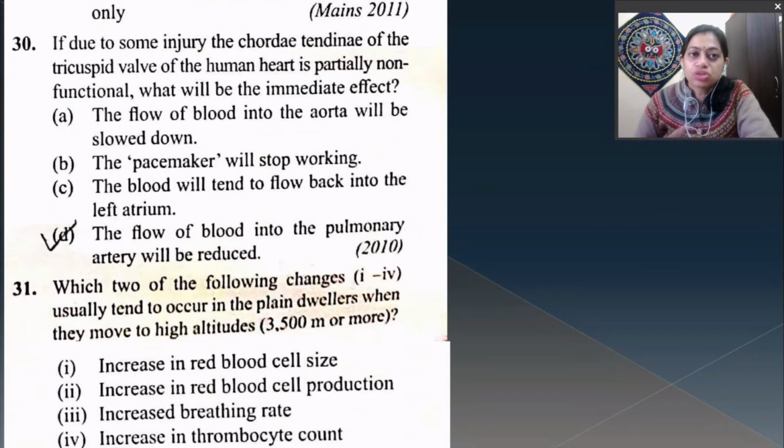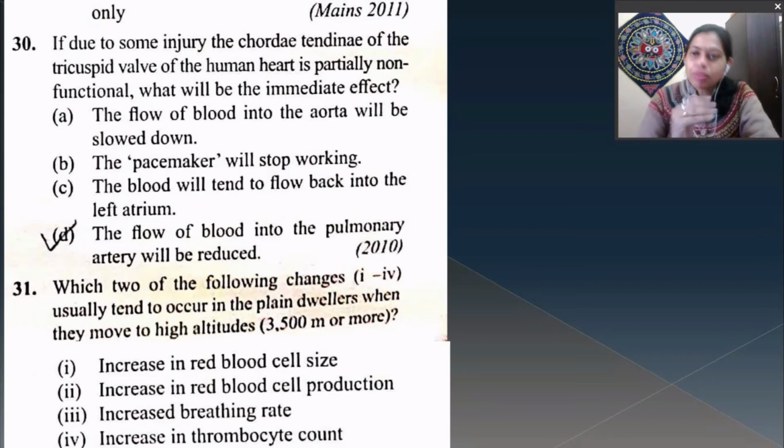If due to some injury the chordae tendineae of the tricuspid valve of the human heart is partially non-functional, what will be the immediate effect? So just remember the function of the tricuspid valve. अगर tricuspid valve ठीक तरह से काम नहीं करेगा तो क्या होगा? Backflow होगा. The flow of blood in the pulmonary artery will be reduced. Option A, the flow of blood in the aorta will be slowed down, नहीं होगा. Next, the pacemaker will stop working, nothing to do with pacemaker, तो ये गलत है. The blood will tend to flow back into the left atrium.